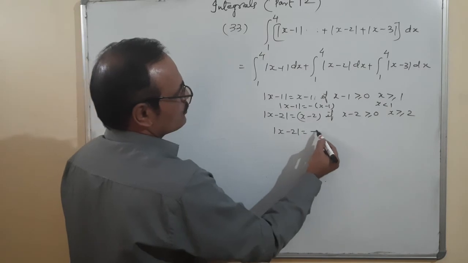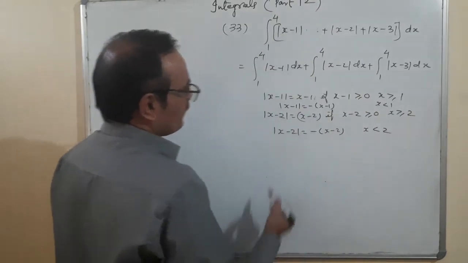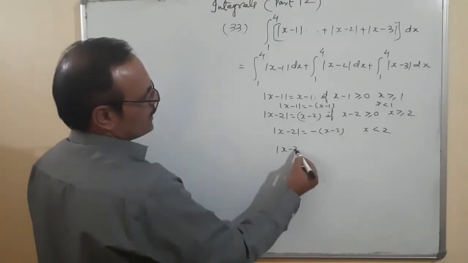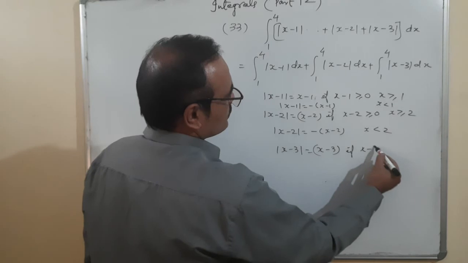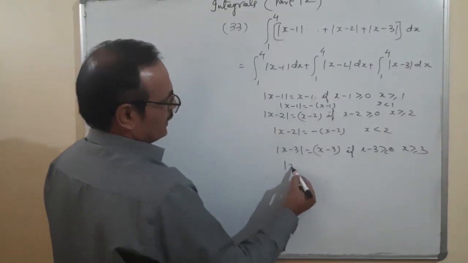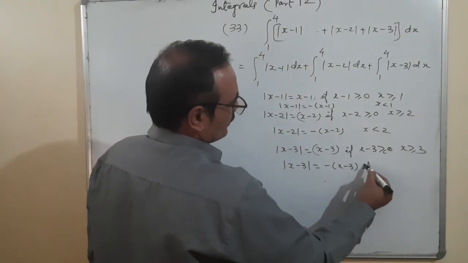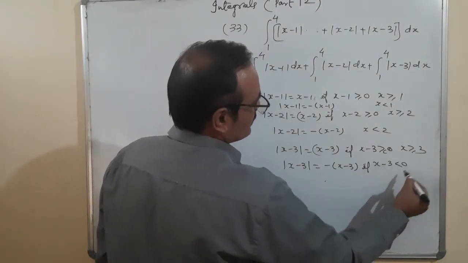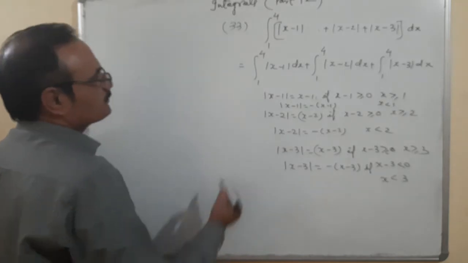Same as mod x minus 2 is equal to minus x minus 2 if x is less than 2. And for the third, mod x minus 3 is equal to x minus 3 if x minus 3 is greater or equal to 0, therefore x is greater or equal to 3. And mod x minus 3 is equal to minus x minus 3 if x minus 3 is less than 0, x is less than 3. Okay, so accordingly we are going to change these terms.